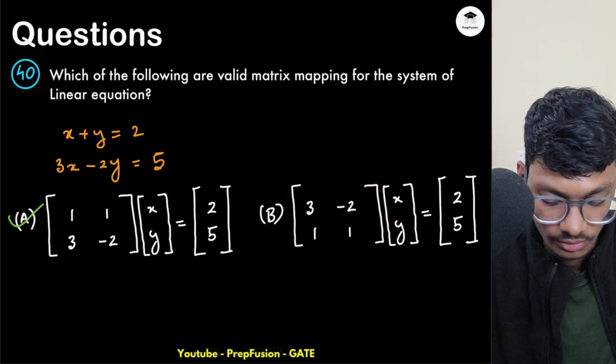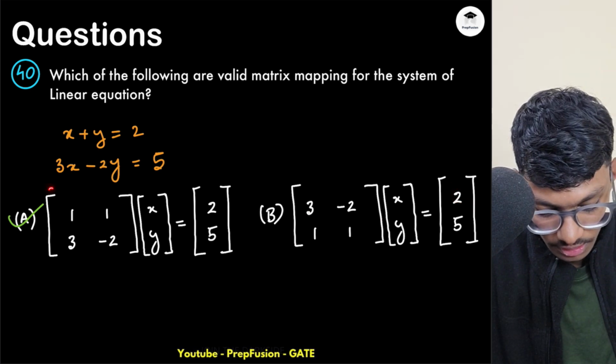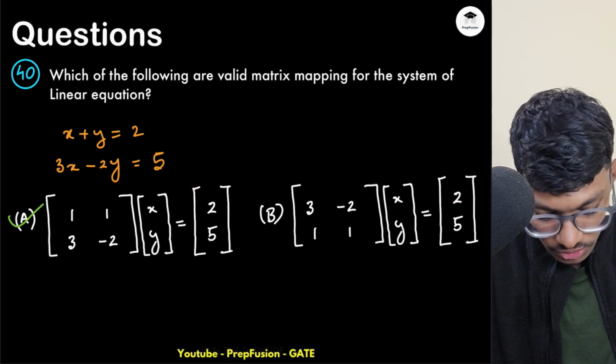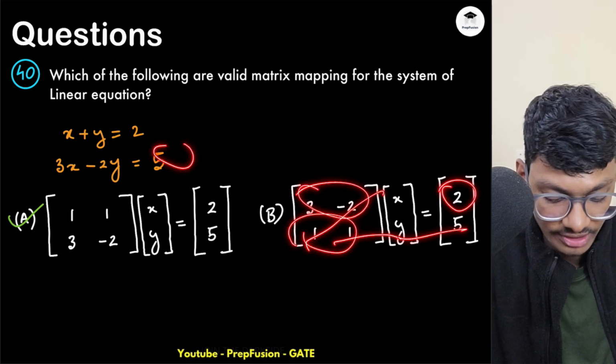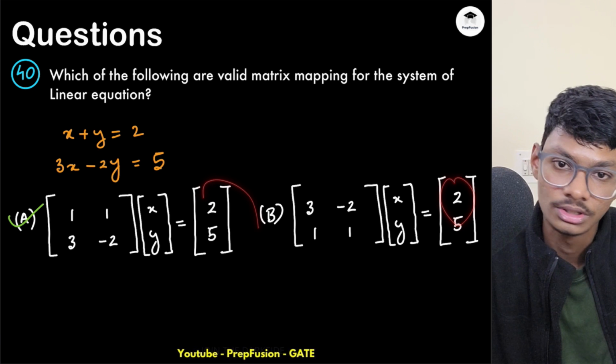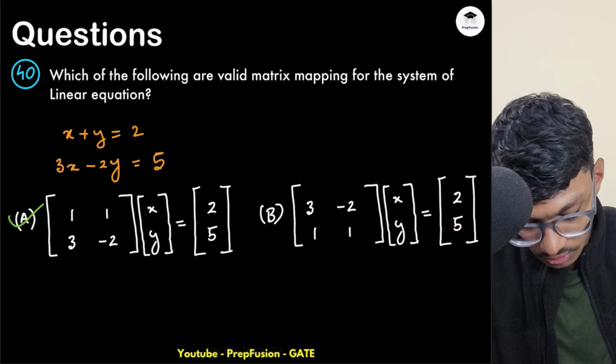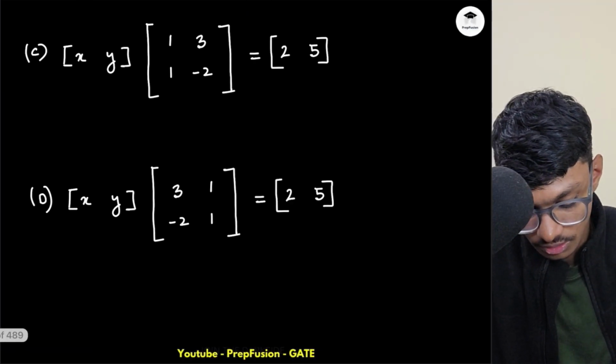Now this one, 3x minus 2y equals 2. Is this correct? No, this is not correct. So x plus y equals 5. Again, this is not correct because we have swapped these two, but we haven't swapped these two. If we would have swapped these two, then this would have been correct. So this is wrong. Okay, let's go to the third option.